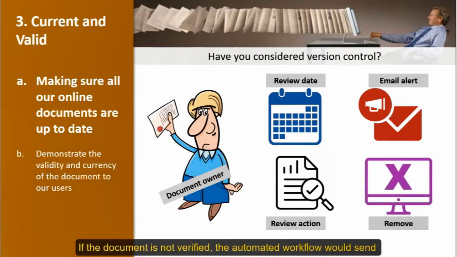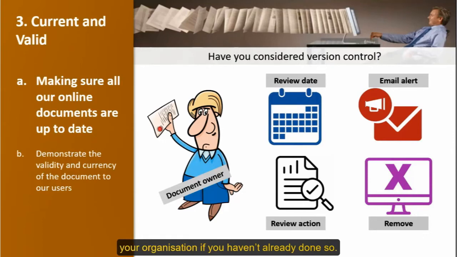If the document is not verified, the automated workflow would send regular reminders before the review date, and then after expiry of the review, the document could be removed from public access. That's just an example, but it may be a process that you could put into place in your organisation if you haven't already done so.